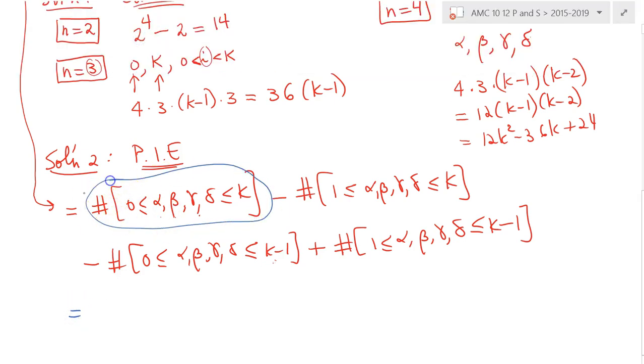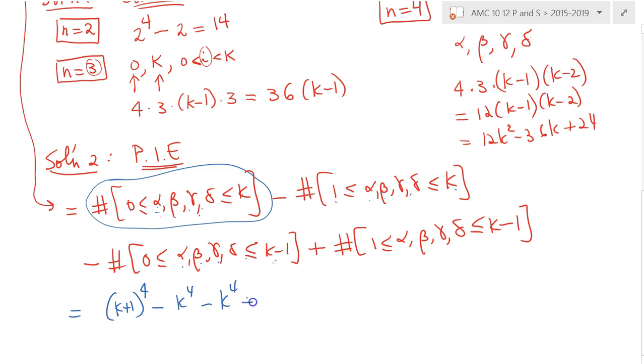So the first one, we have four numbers, each between 0 up to k. You have k plus 1 choices here, and then 4 guys. So each one has k plus 1 choices, so power 4, minus, now we still have 4 guys, but we have k choices now. The same thing here, we have 4 guys, but k choices, minus k to the 4.